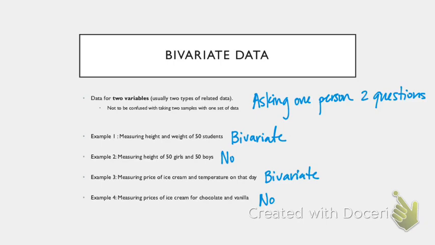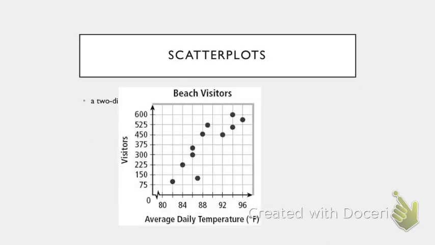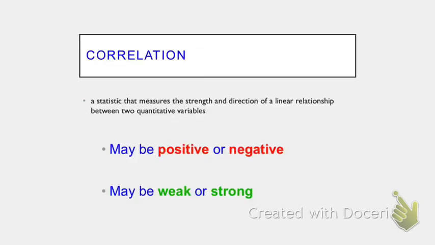So you're looking for two variables. Here's an example of what a scatter plot would look like. This is the average daily temperature and then the number of visitors at the beach. Correlation. Correlation is a statistic that measures the strength and direction of a linear relationship between two variables.